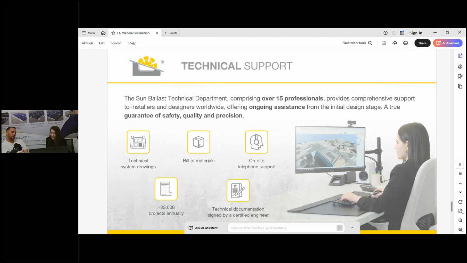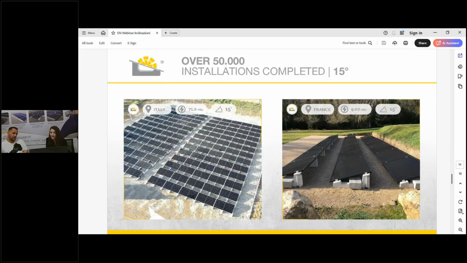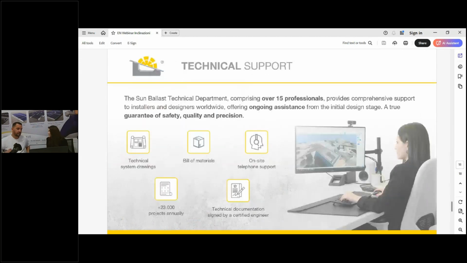Please feel free. We have a team of more than 20 professional technicians and engineers that have done this job for 12 years now, right? They have seen, as you saw, each case of project, and they can come up with the best solution for you guys. So what you get in the technical report is the technical system drawing and the bill of materials. You get on-site phone support, so anytime you have any question, you just feel free to contact us and they will clear any doubts.